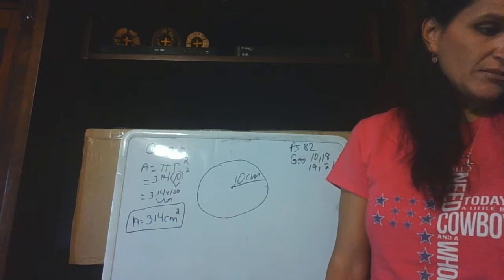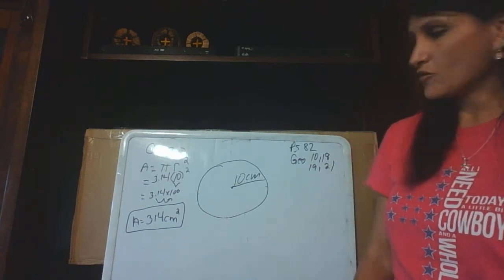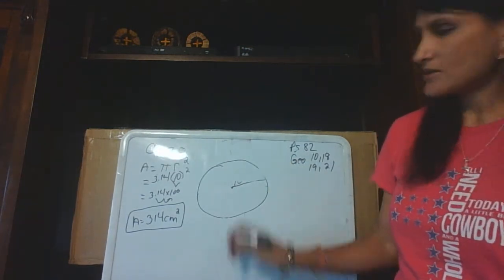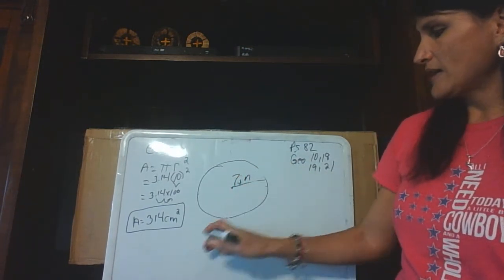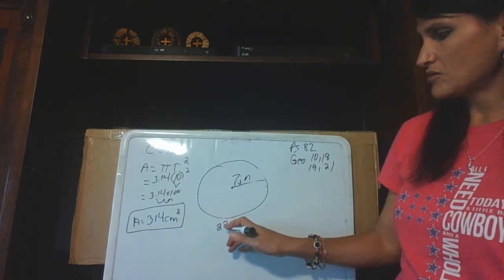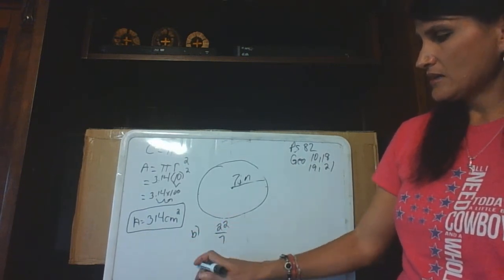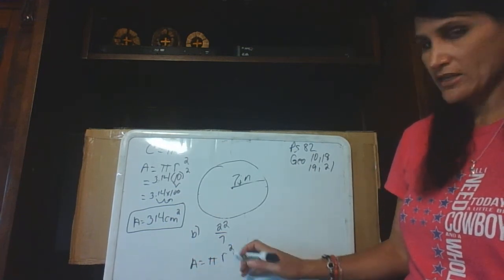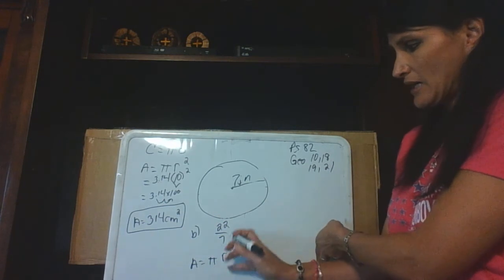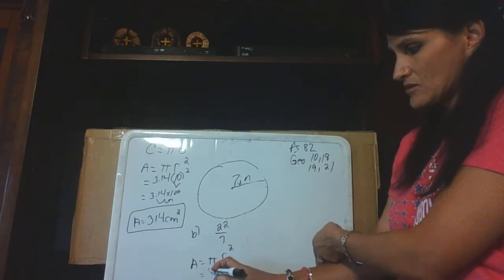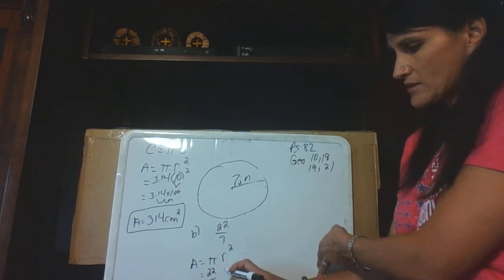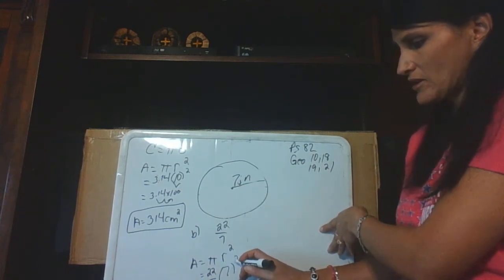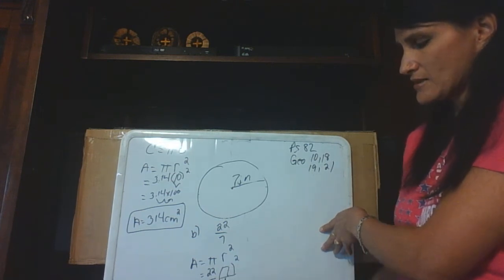Okay. In B, it says to use 22 over 7. So this time I'm going to change this radius to 7 inches. And it said use 22 over 7 for B. So you start with your formula, area equals pi radius squared. You substitute for pi what it tells you. In this case it says 22 over 7. In parentheses you put the radius, which is 7, and you square it over 1, since this is a fraction.